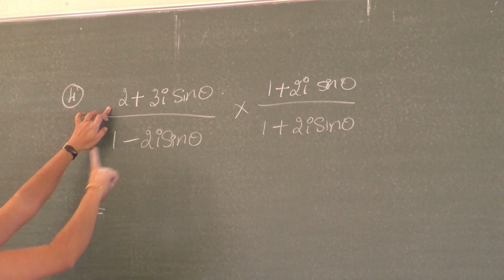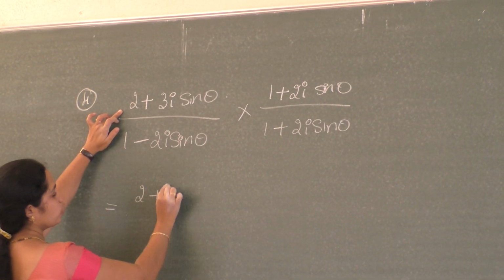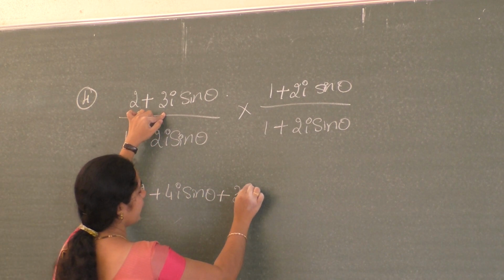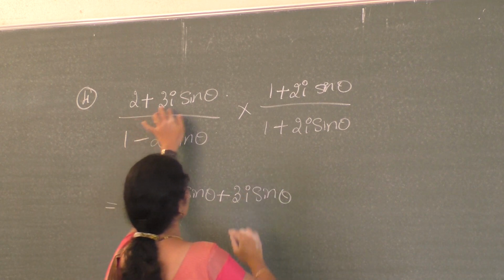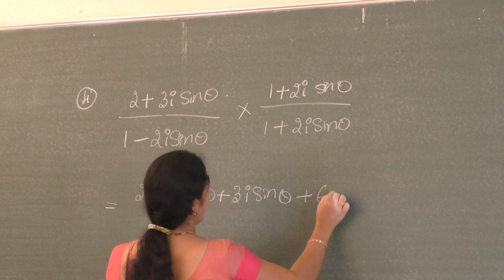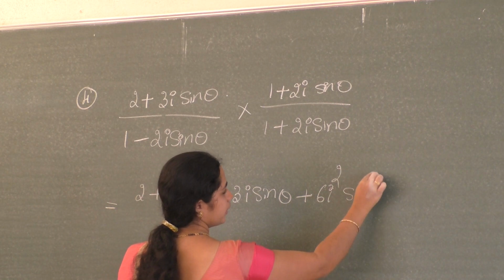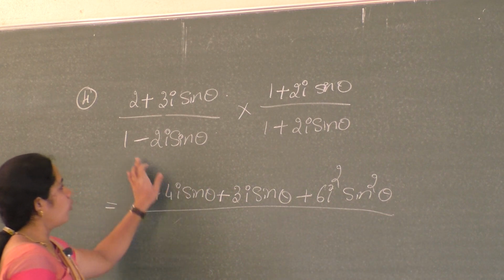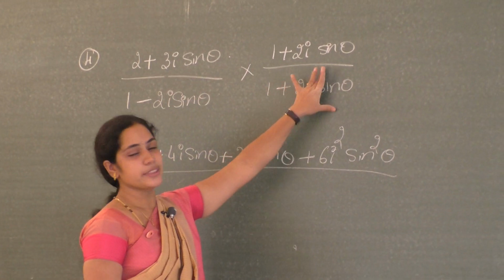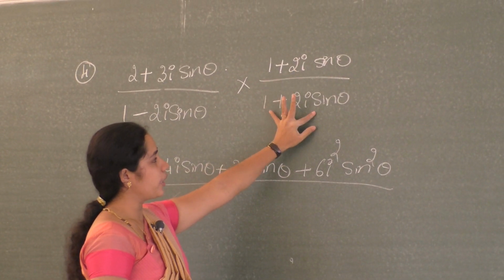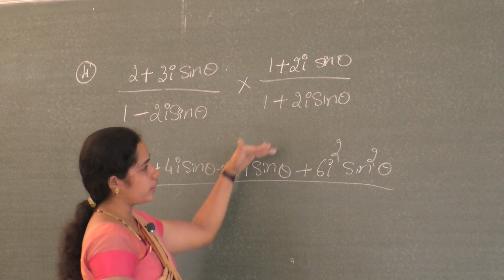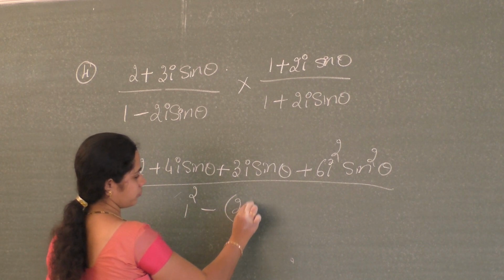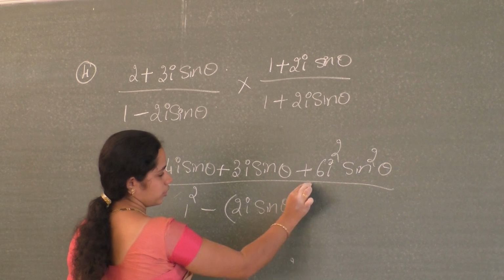This is equal to, multiply directly: 2 plus 2 into 2 is 4i sin theta plus 3i sin theta, plus 2 into 3 is 6, i into i is i square, sin theta into sin theta is sin square theta, divided by 1 minus 2i sin theta times 1 plus 2i sin theta. So this is of the form a plus b into a minus b. So it reduces to a square minus b square. What is b here? 2i sin theta whole square.